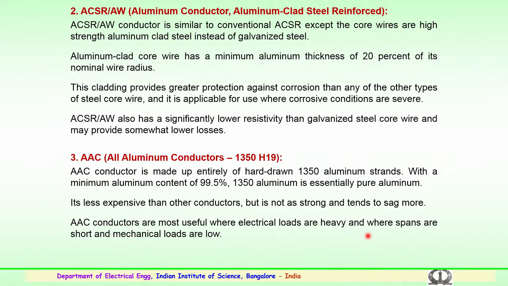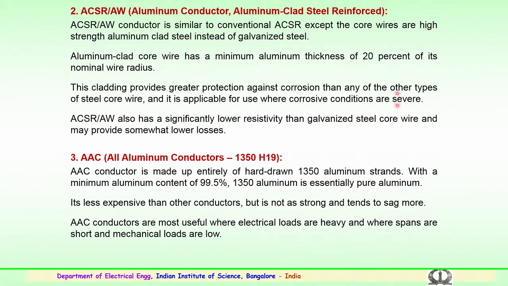That is one of the important points, and the cladding provides greater protection against corrosion than any of the other types of steel core wire, and is applicable for use in areas where corrosive conditions are very high or severe. The ACSR/AW type of conductors also have significantly lower resistivity than galvanized steel core wire, and they may provide somewhat lower losses in comparison to the ACSR type of conductors.